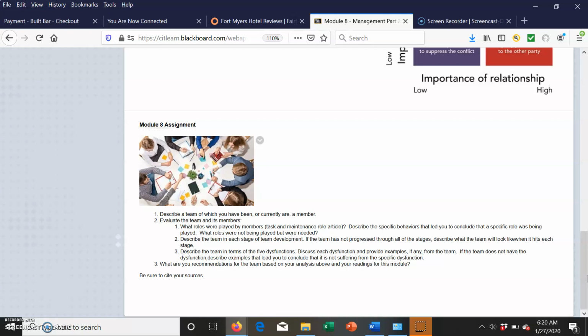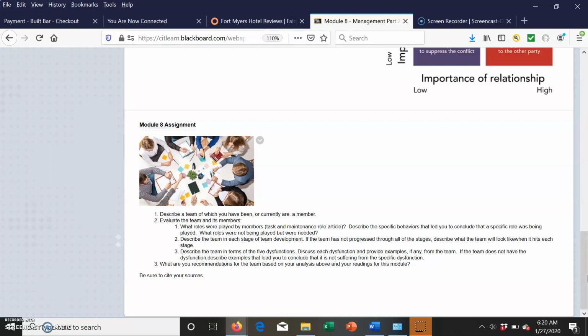Second, describe the team in each stage of development. If it hasn't progressed through all the stages, ideally all your teams would have hit the high-performing stage, but if not, how will you know when that team hit, or would have hit, each stage? What would it look like? I'm trying to get you to identify in action what these team concepts look like.